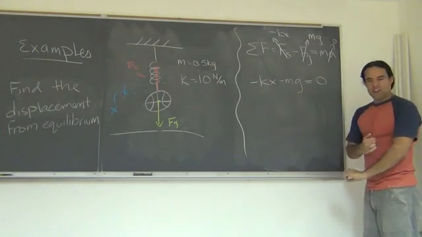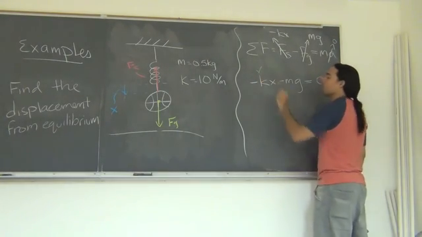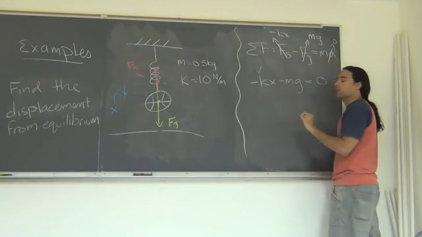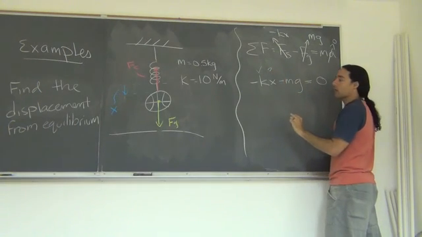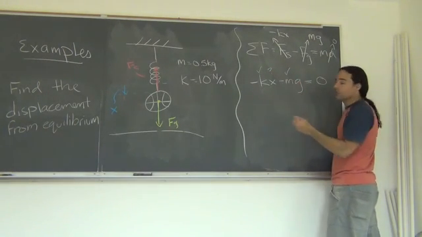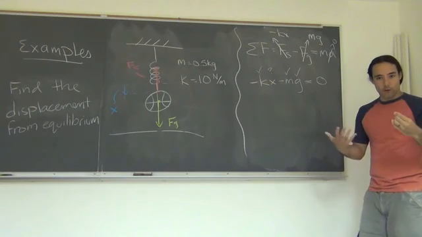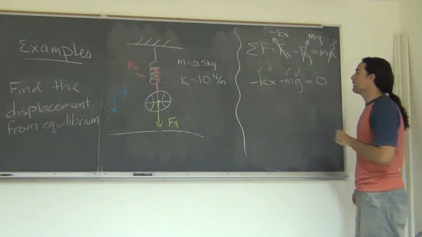Let's see if I have enough information to solve this. I know k, because I was given k is 10 newtons per meter. I want to find x. I know what my mass is, and I know what the gravitational field is. The only thing I'm missing is x, so I can solve for it.